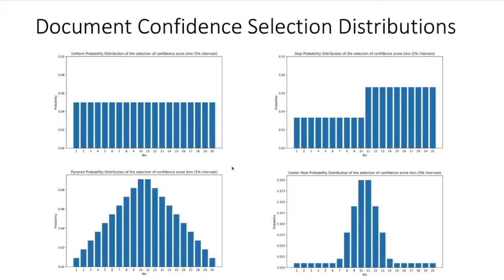These charts represent the bin distributions I mentioned. So you see uniform, the step distribution, the pyramid, and then the center peak shown here.